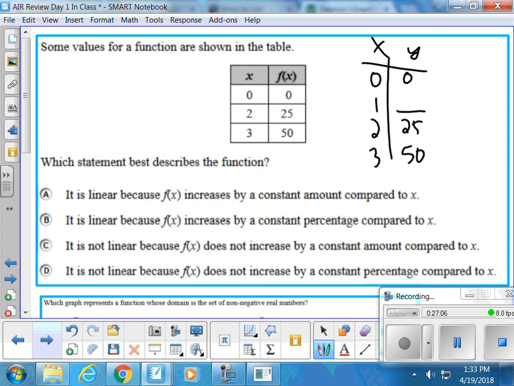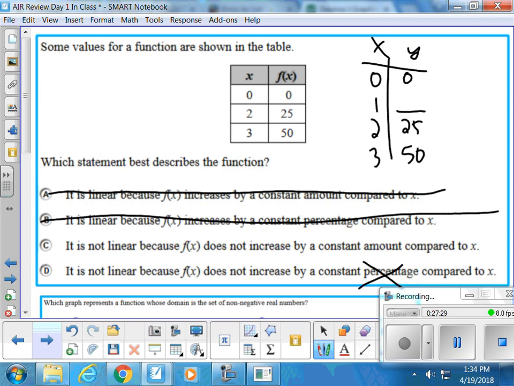So you don't want to choose A or B because that's saying it is making a straight line. Linear means makes a straight line. We would want to choose it's not linear. So it's one of these. Let's just read the difference. It's not linear because f of x does not increase by a constant amount compared to x. Or it is not linear because f of x does not increase by a constant percentage. That doesn't even make sense. Percentages are multiplying. So we're going to go see.